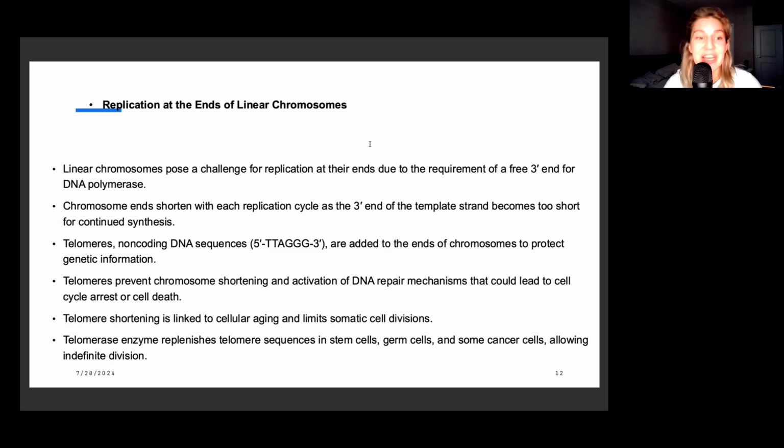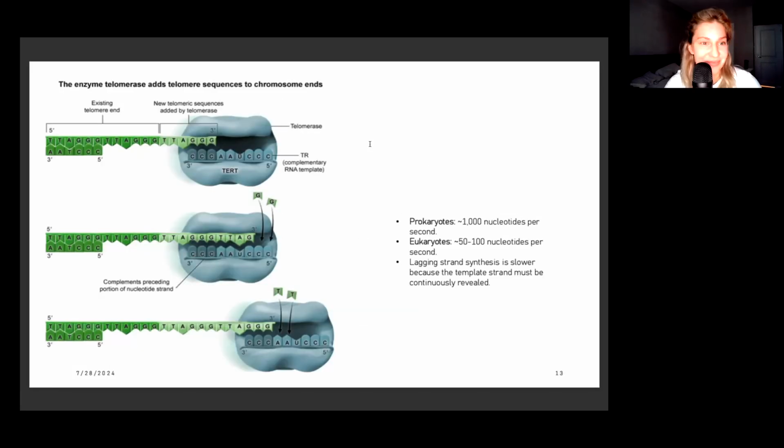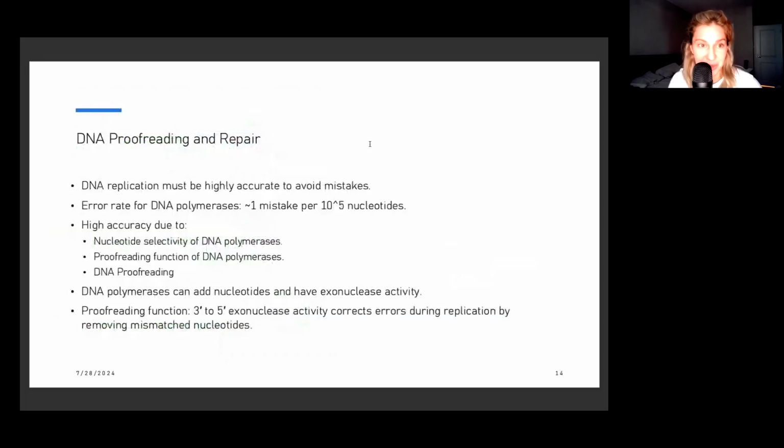We have help here: telomeres, which are non-coding DNA sequences. They are added to the ends of chromosomes to protect genetic information. Telomeres prevent chromosome shortening and activation of DNA repair mechanisms that could lead to cell cycle arrest or cell death. Telomere shortening is linked to cellular aging and limits somatic cell divisions. This picture will help you understand the information on the previous slide much better.